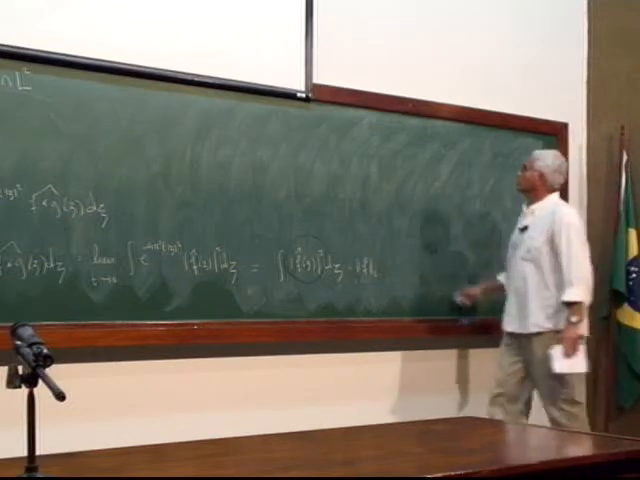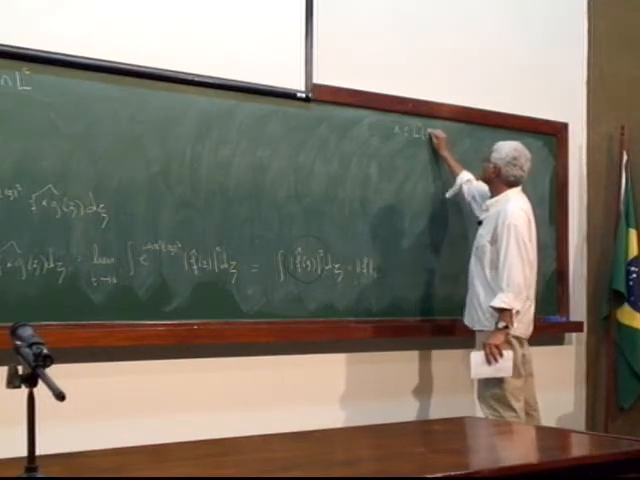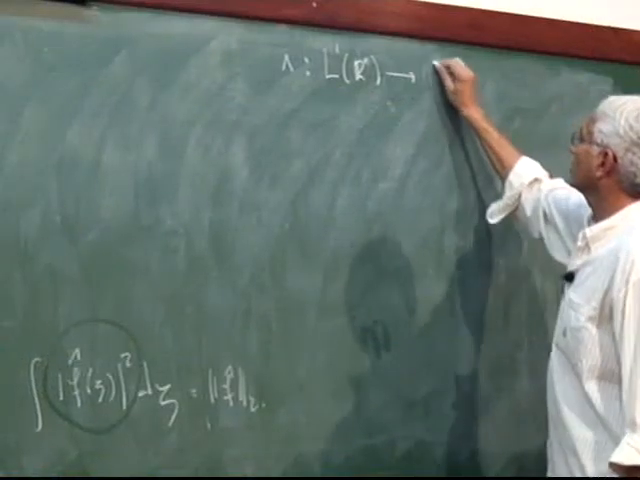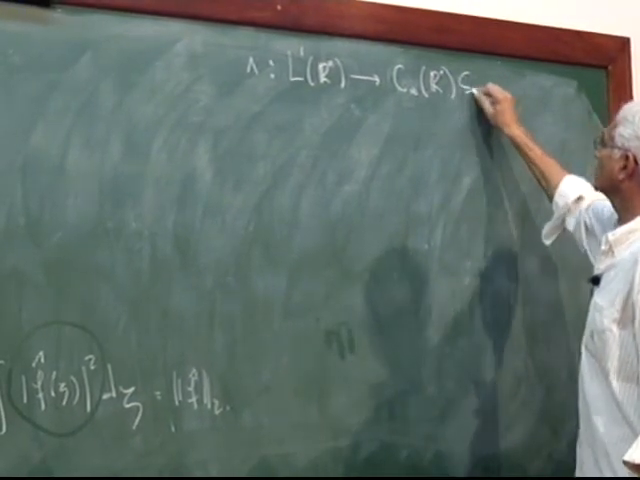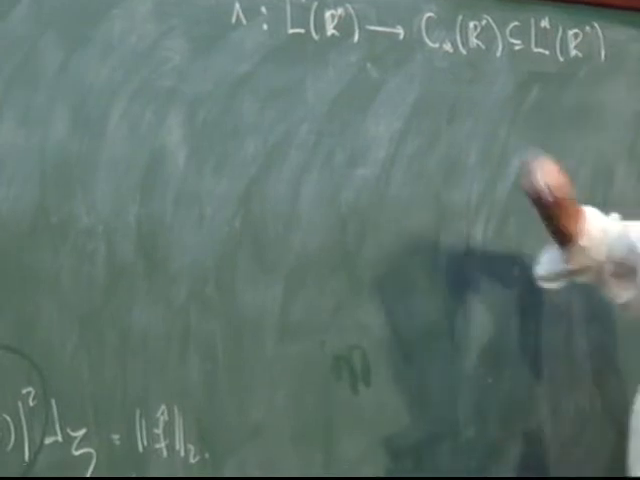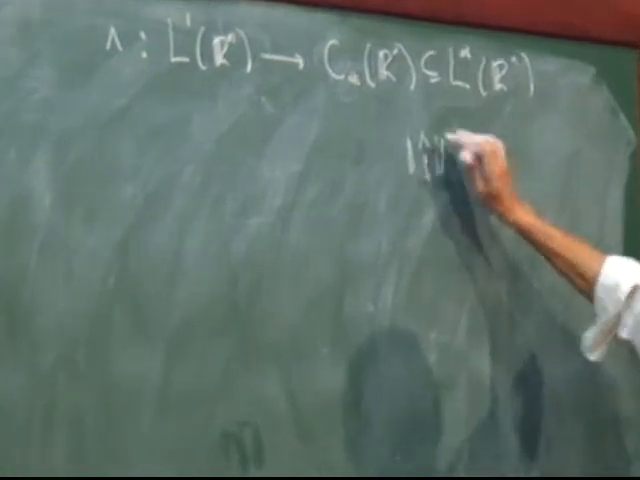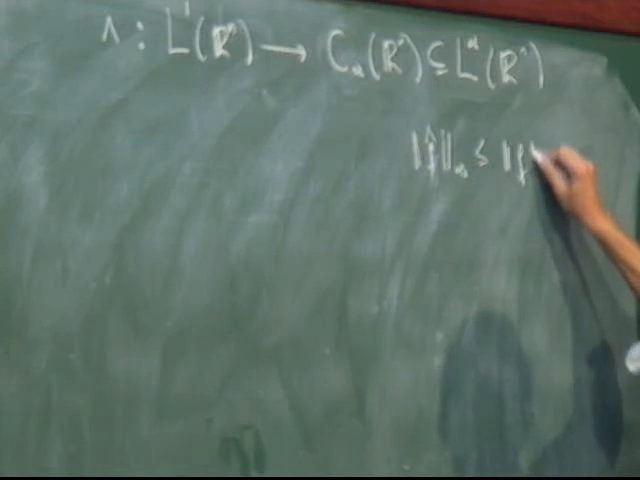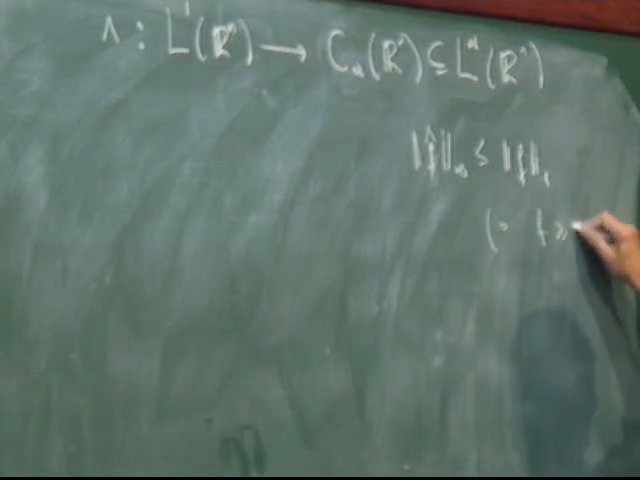The Fourier transform goes from L1 into L infinity. Well, in fact, you go into the continuous functions that vanish at infinity. That is a subset of this space. And in fact, you can get this. You have an equality that holds if f is positive.